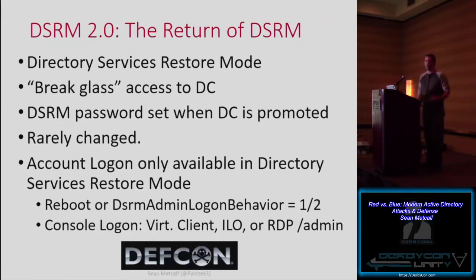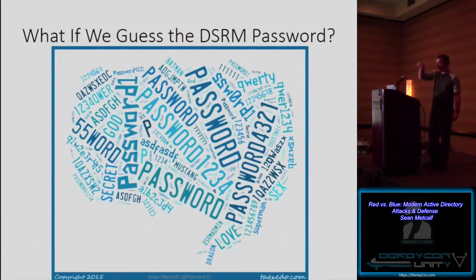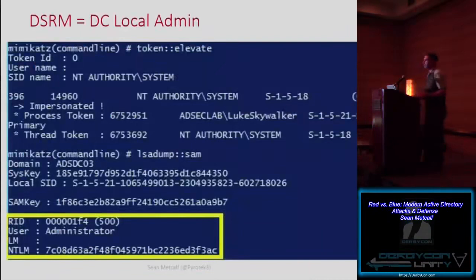What's interesting is this account is set at DC promo when the domain controller is promoted and forgotten about typically. There's no easy automated way to change this across every domain controller. And so what do you think the admins set their password to for DSRM? Maybe one of these? I know a lot of admins that love keyboard patterns. They're up here. So the DSRM account is a domain controller local admin account.